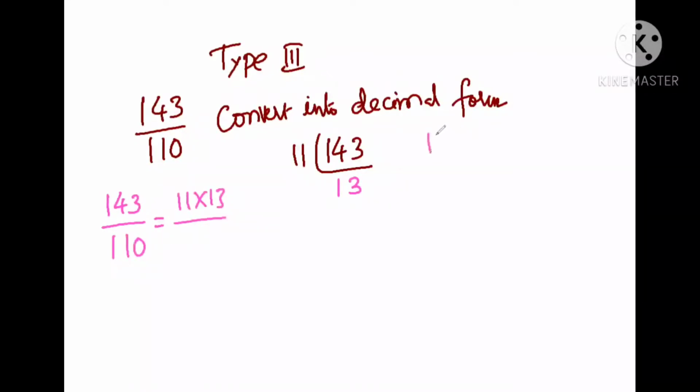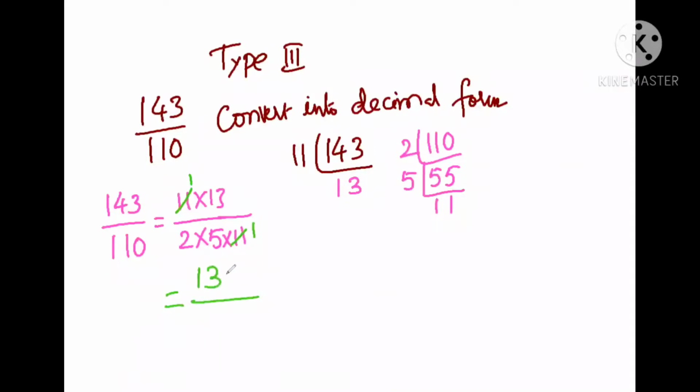Then 110 is also divisible by 2. 2 5s are 10. Now 5 table, 5 1s are 5, 1. So 110 is 2 into 5 into 11. Now 11 is the common factor in numerator and denominator, so you can cancel it. Then write the remaining numbers: 13 in the numerator, and in the denominator 2 into 5.